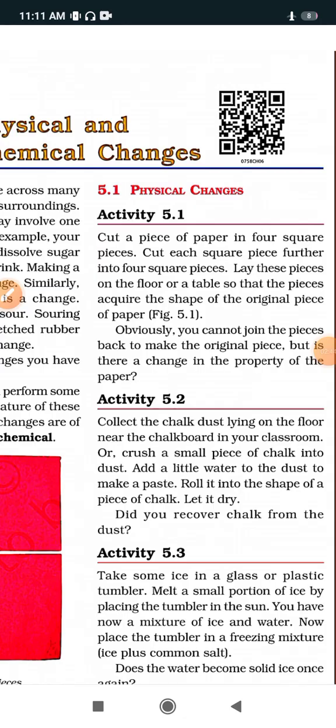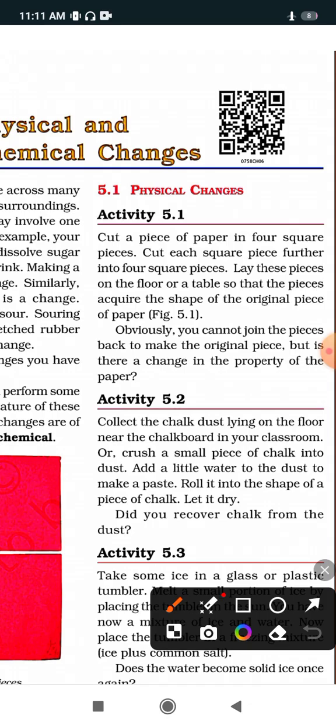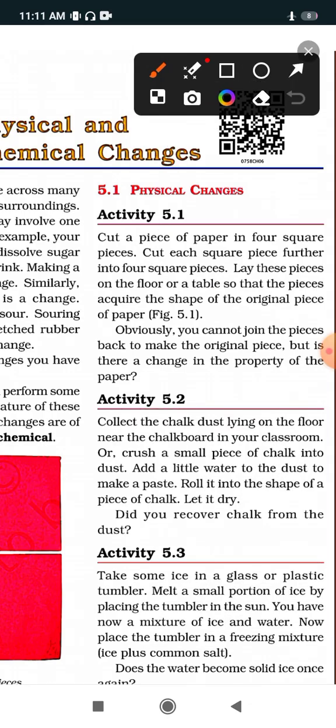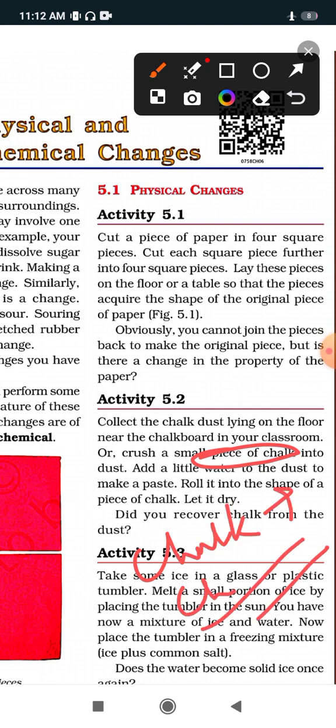Now we will perform activity 5.2. What is given in this activity? Collect the chalk dust lying on the floor. We will collect the dust. चॉक डस्ट को कलेक्ट करेंगे and उसको crush करेंगे small pieces of chalk into a dust. उसमें वाटर ऐड करेंगे और उसका पेस्ट बनाएंगे and roll it to the shape of a piece of chalk.